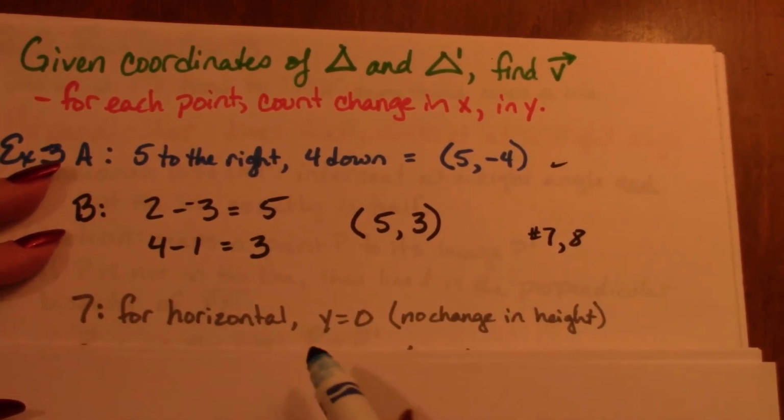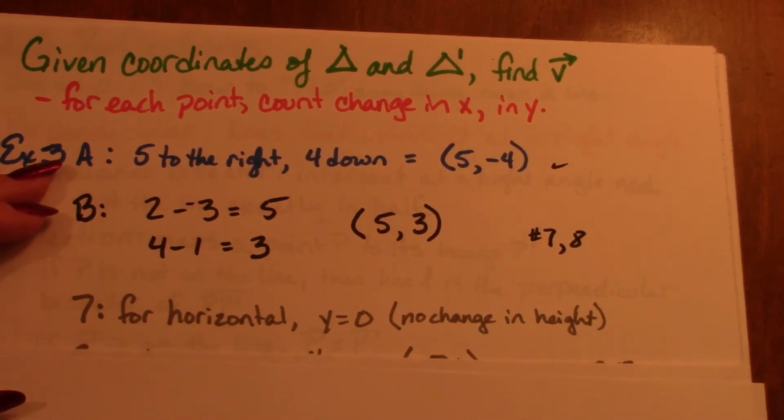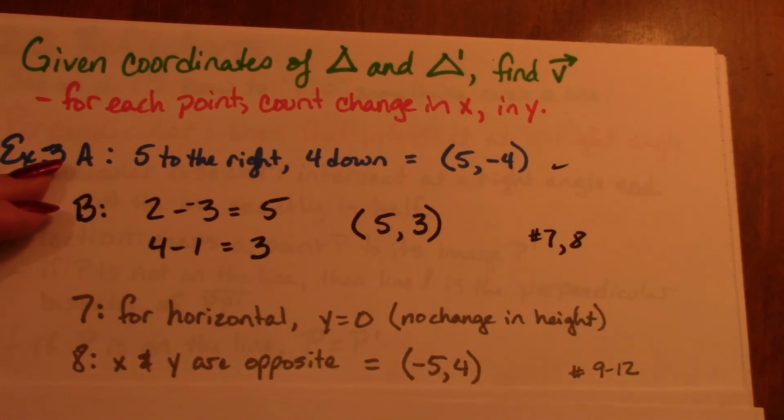For number 7, for the horizontal, y = 0, so there's no change in height. And for number 8, x and y are opposite, which means each of them are negative. So now you have elaborate questions. Since we're nearing the end of this section, please answer numbers 9 through 12 and come back when you're done.